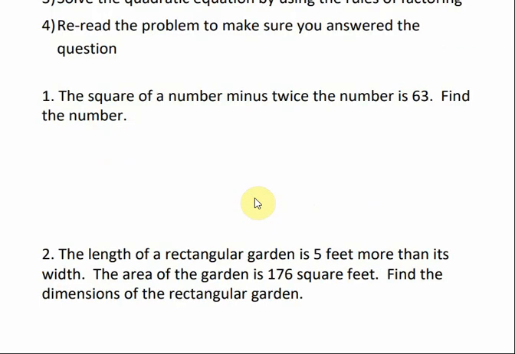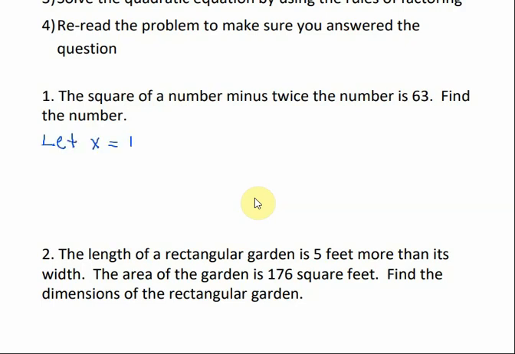The square of a number minus twice the number is 63. Find the number. So the first step is to write our let statement. We need to figure out what it is that we're being asked to find. Well, this one's easy because it says it at the very end of the statement. Find the number. So we're looking for the number. So we just need to determine what variable we want to use for the number. So I'm going to say let x equal the number.